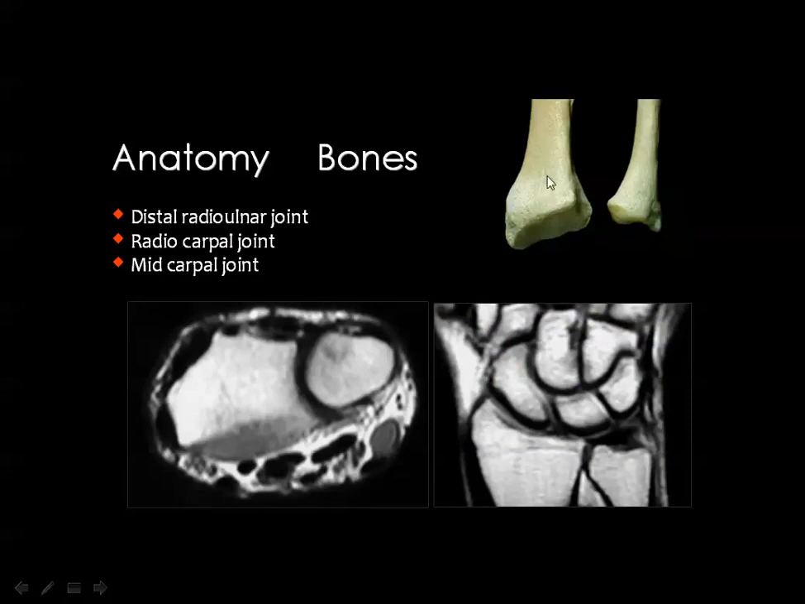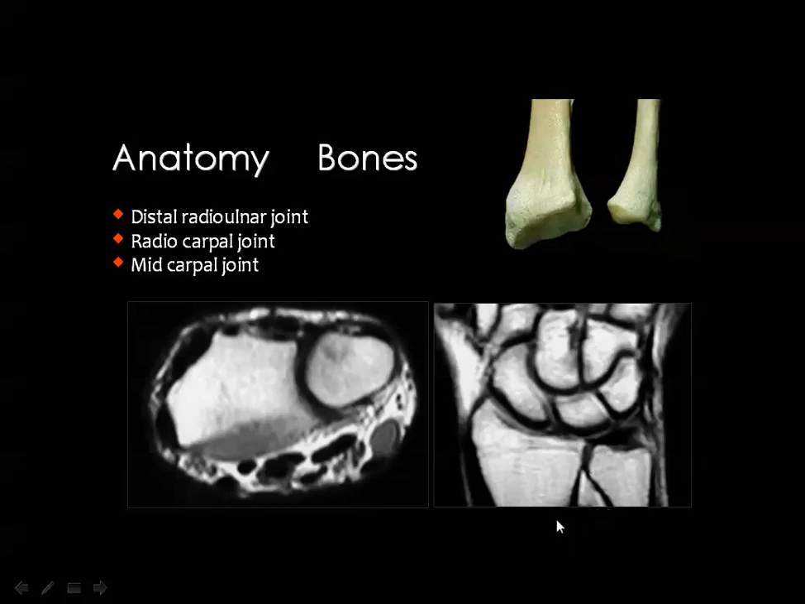Starting with the anatomy, you know that the radius and ulna articulate with each other in the distal radioulnar joint, and there is a notch in the distal part of the radius which is known as the sigmoid notch. This is the sigmoid notch where the ulna can articulate with the radius in this distal radioulnar joint. This joint is best evaluated in the axial images, but it can also appear in the coronal images. This is the radius and this is the ulna. This is the distal radioulnar joint.